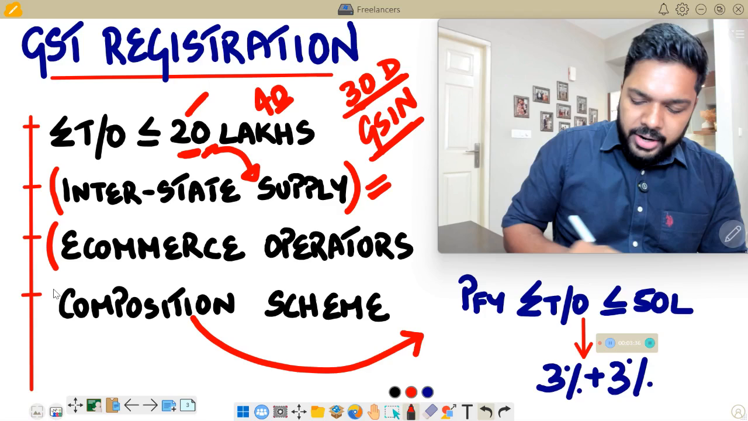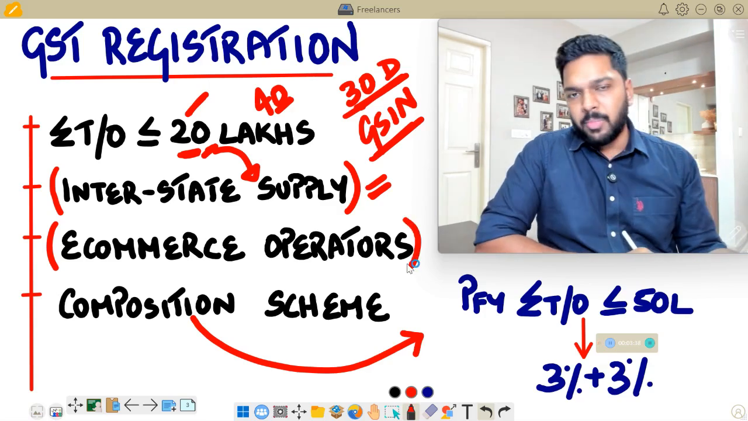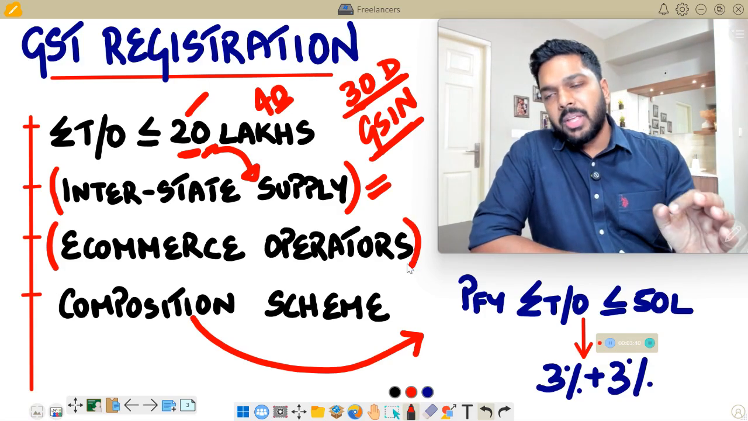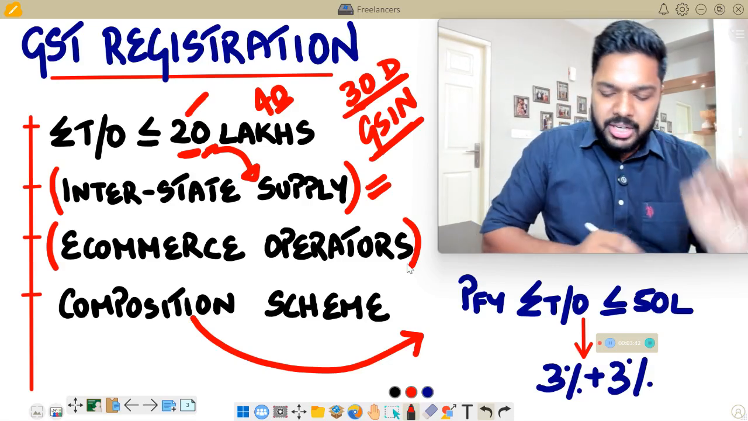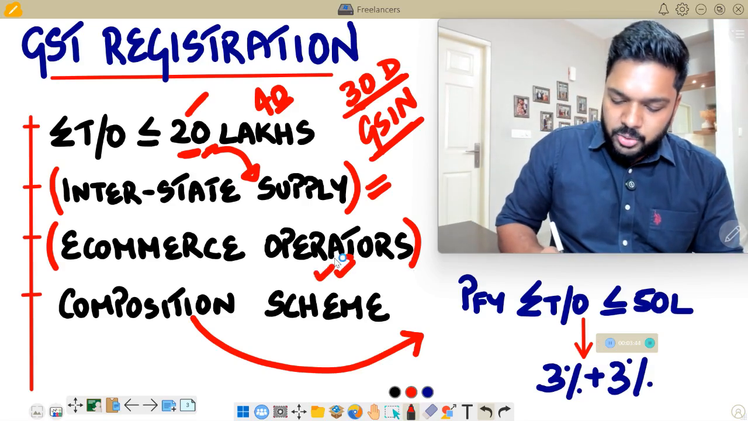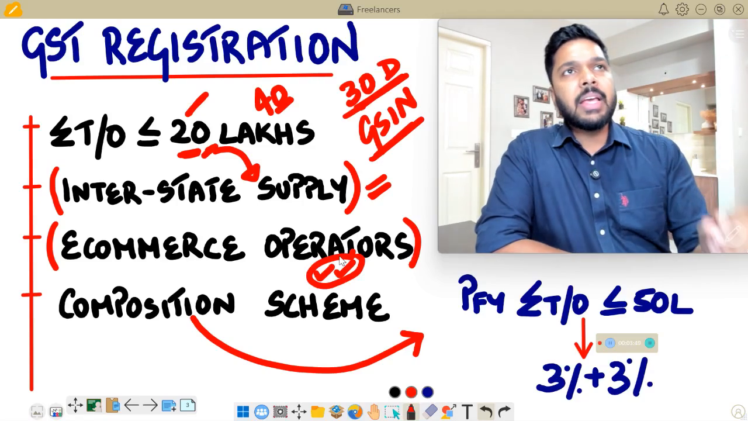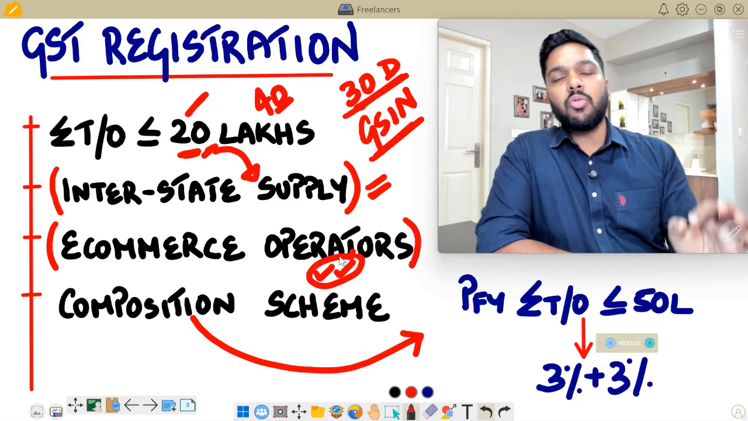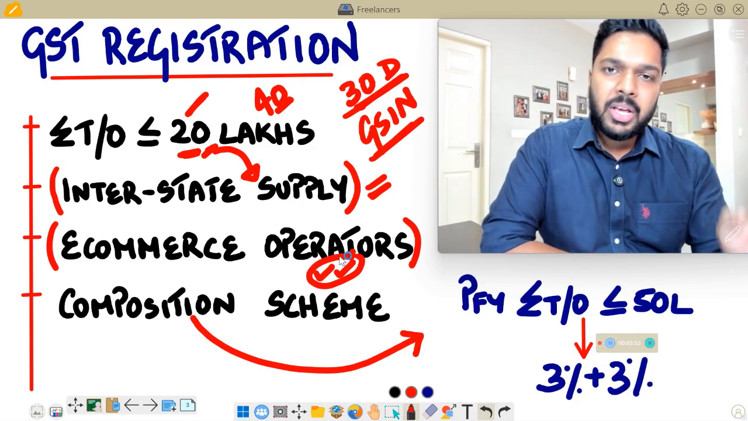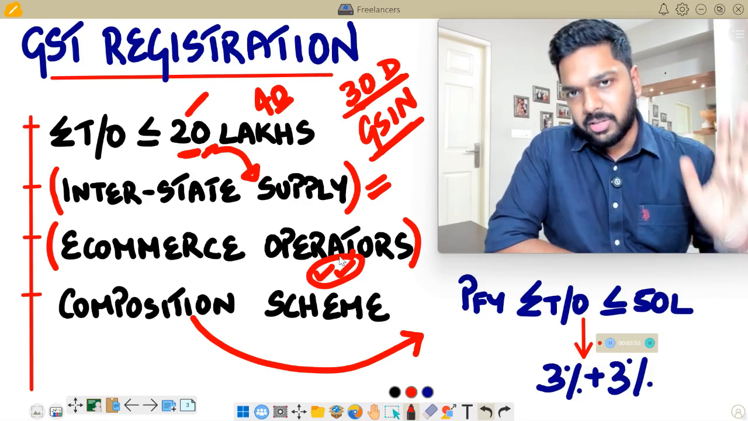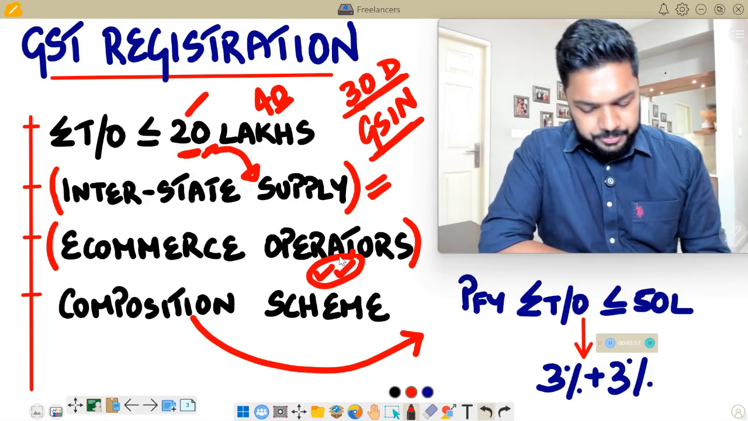Now, if you're providing services through e-commerce platforms or e-commerce operators, then irrespective of the turnover threshold, you need to obtain a GST registration. So in this particular case, you don't have to look at any turnover thresholds. Even if your turnover is below 20 lakhs, the moment you supply through an e-commerce platform, you need to get a mandatory GST registration. And this applies for goods as well.